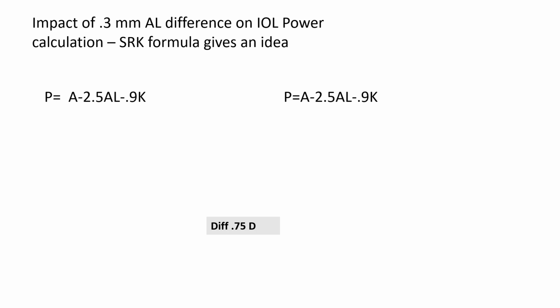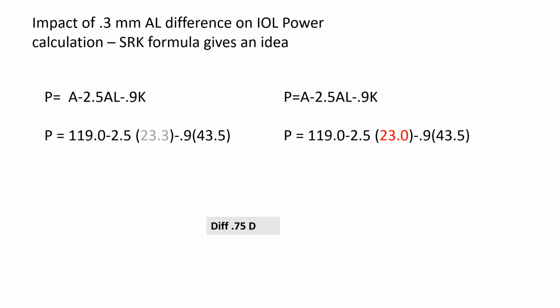But the SRK formula kind of gives us a sneak peek into what could be the impact in final IOL power calculation, right? So here we take the correct axial length as 23.3 and we wrongly measured it as 23, the A constant and the corneal power being the same in the example. So the correct axial length is 23.3, but we measured it wrongly as 23 millimeters. The difference in IOL power is 0.75 diopters as per the SRK formula.